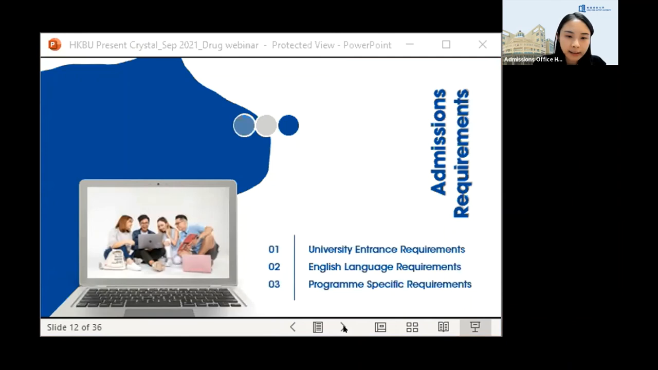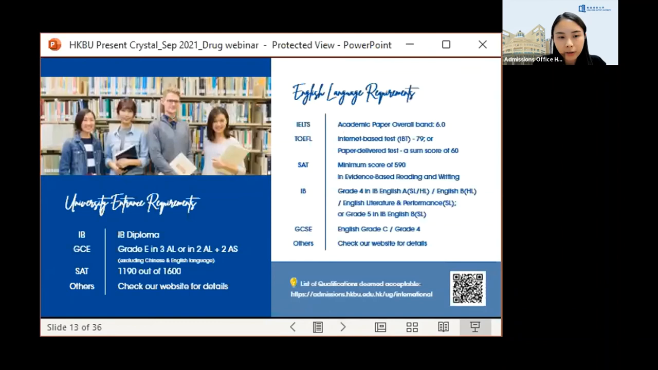For the first part, it's university entrance requirements. Here we list out some of the common international qualifications that we accept. First, we accept the IB diploma, we accept GCE A level, we accept SAT, and you may reference your score listed here. But in case you're not studying these curricula, no worry about that, because you could find other curricula that we accept on our website by scanning the QR code. For example, we also accept curricula in Malaysia, in Kazakhstan, and in a lot of different places in the world.